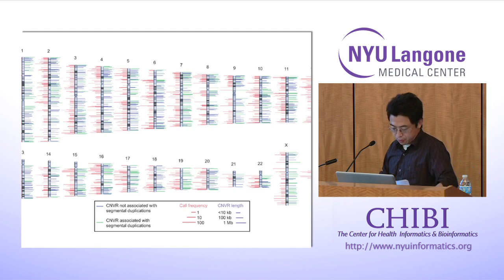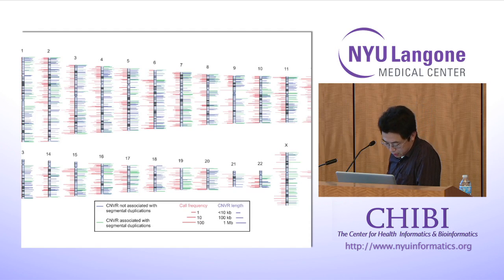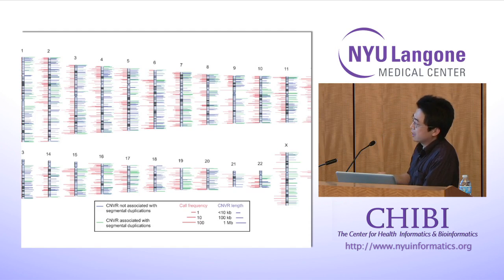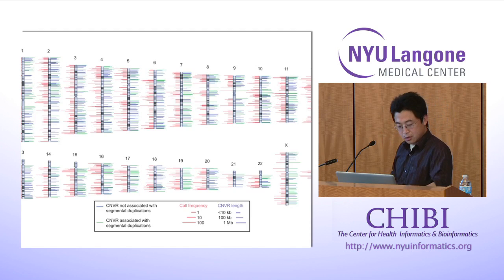So basically, from this analysis, they discovered that the copy number variant regions cover more than 190 megabases across the whole genome.